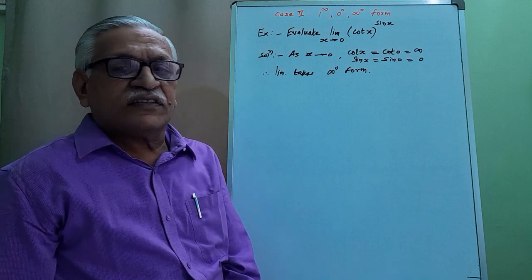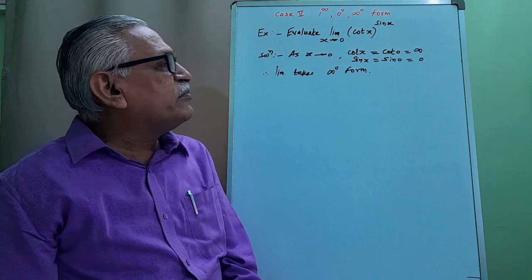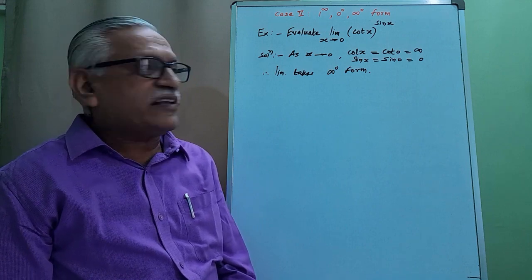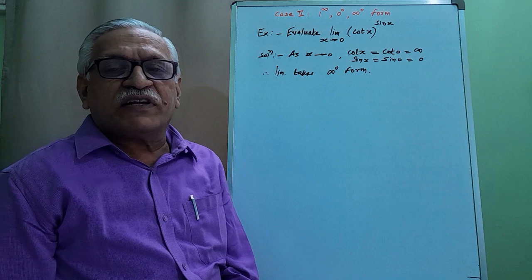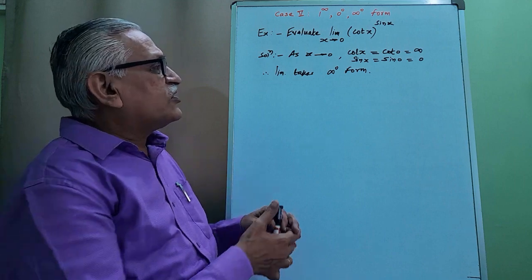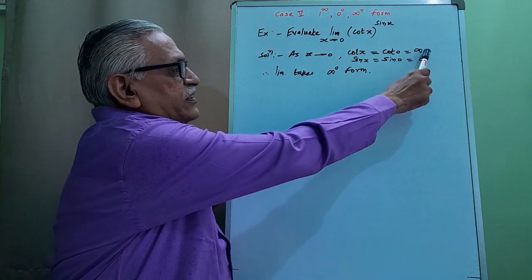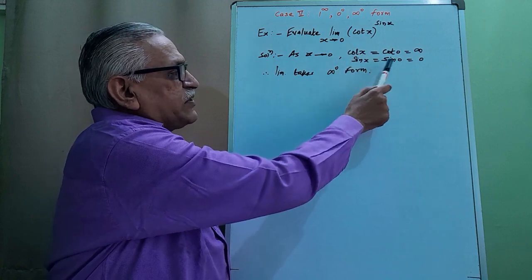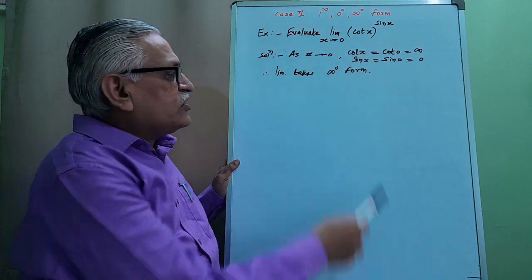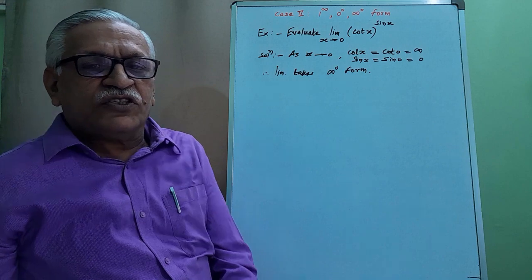Case 5th. Evaluate limit of cot x raised to sin x as x tends to 0. Limit as x tends to 0, we get cot 0 as infinity. Sin x becomes sin 0, which is 0. Therefore, the limit takes infinity raised to 0 form.